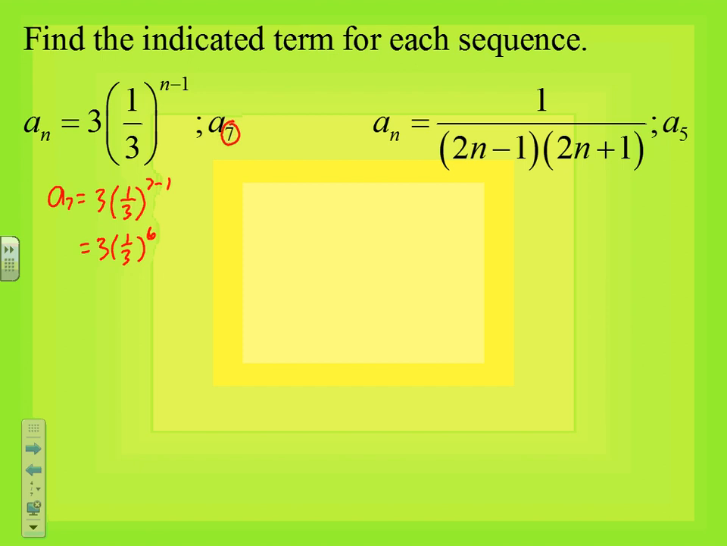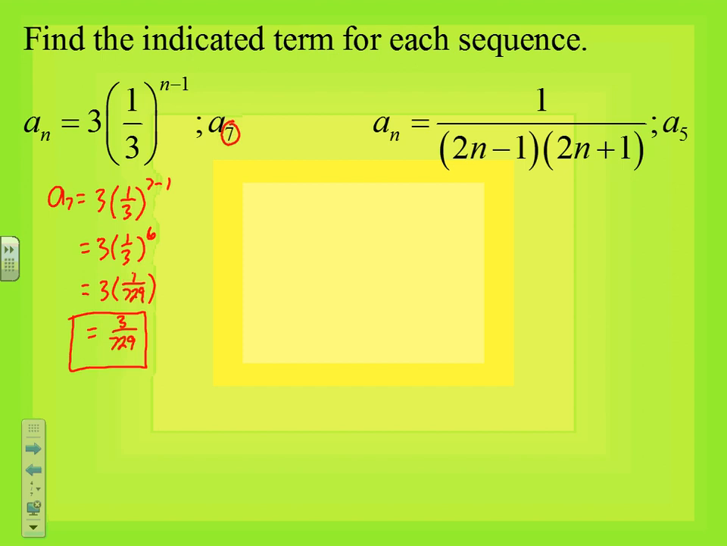So what is 1/3 to the 6th power? It's not a terribly, terribly big number. We're going to say 1/3 to the 6th power is 1 over 729. And just multiply that by 3, and I get 3 over 729, which is a pretty small number. So there we go. That is the 7th term of the sequence.